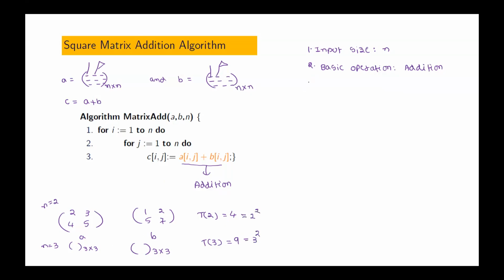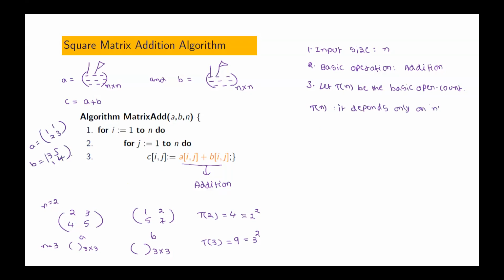Now you tell me, let T of n be the basic operation count. Now you tell me, does T of n depend only on n or on the actual values in the input also? Depends on n only. That means instead of A, if we give 1, 1, 2, 3, and B is 3, 5, 1, 4, the input size is still 2.